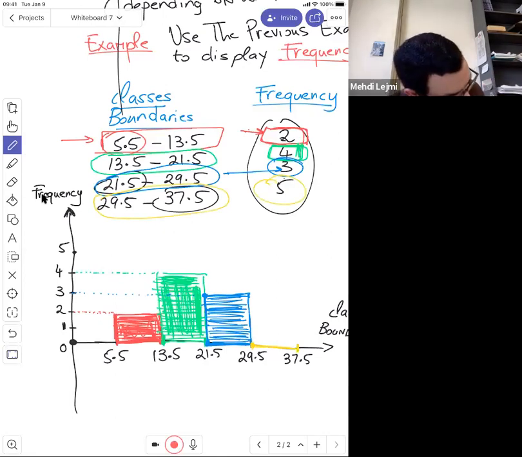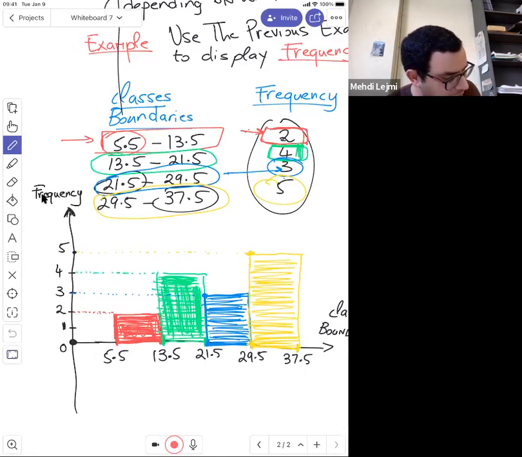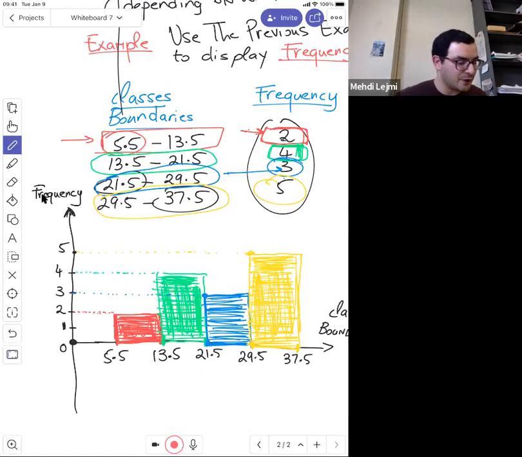So I'm gonna go up here by 5 units, right? You see here, this is 5, the height is 5. So we're gonna go up by 5 units. The same for 37.5 here. So I'm gonna draw this rectangle, and that will be the frequency of my fourth class. Okay. So that will represent the frequency of the fourth class.